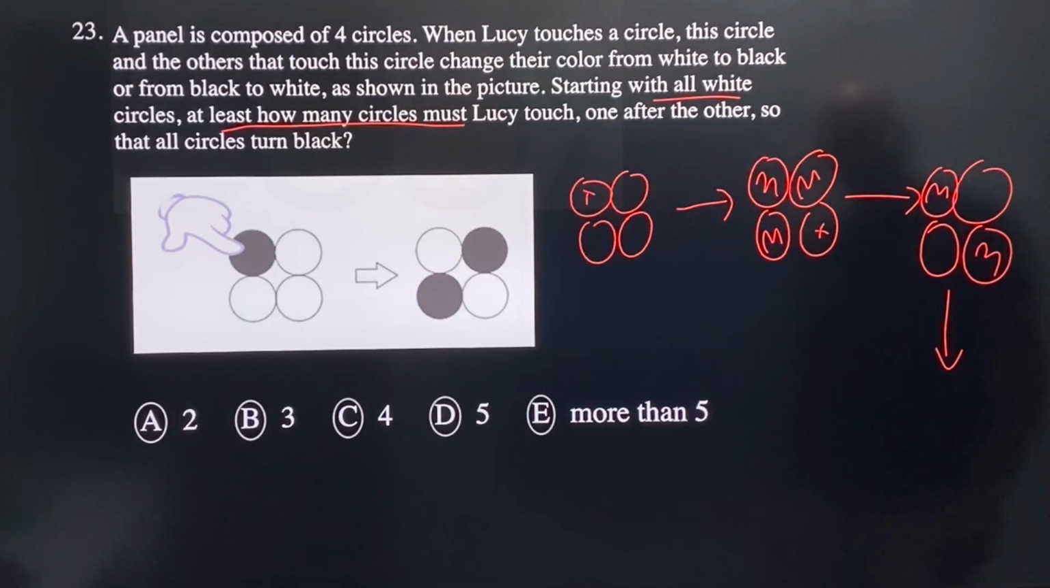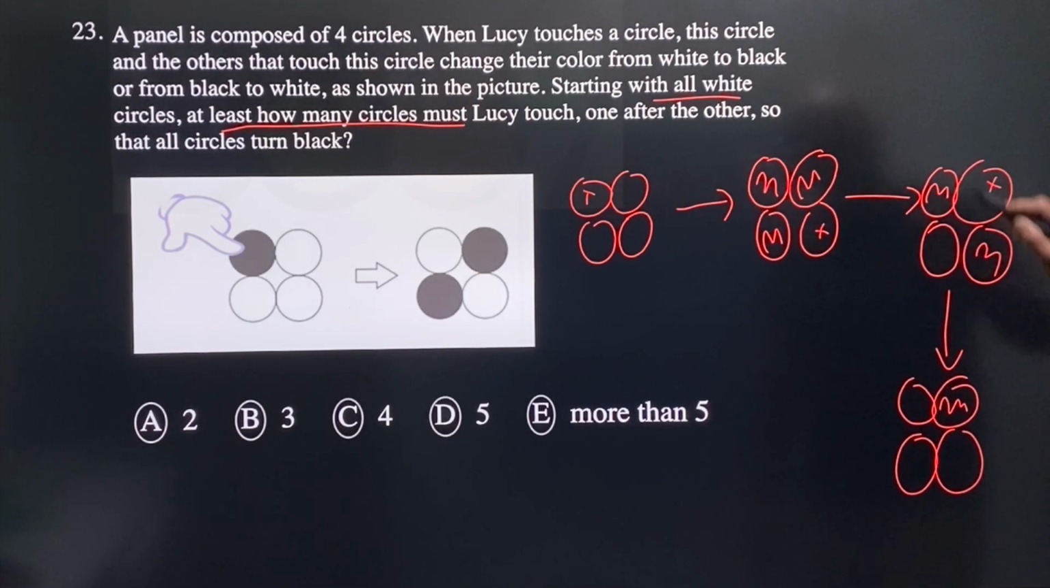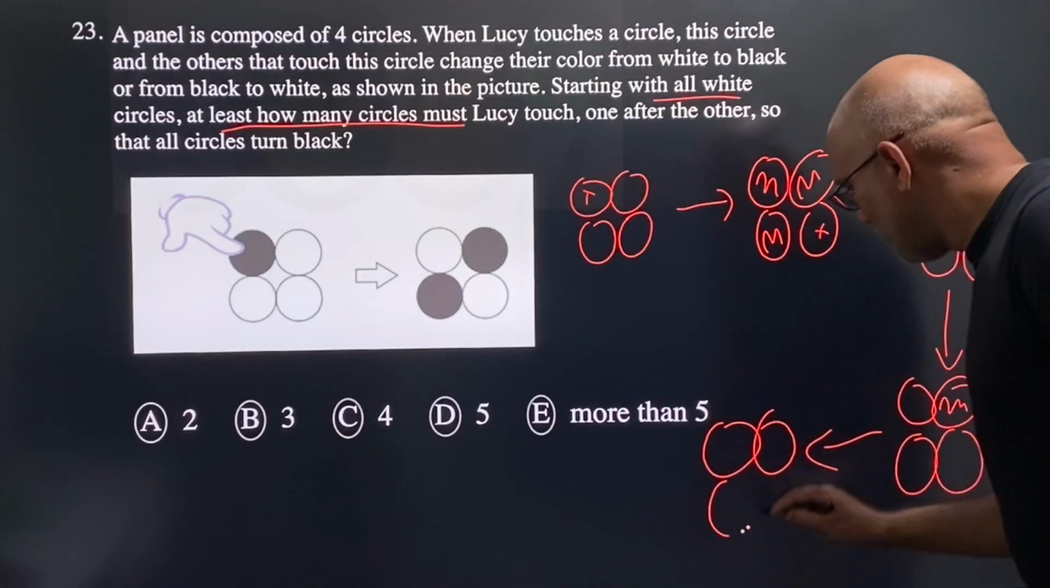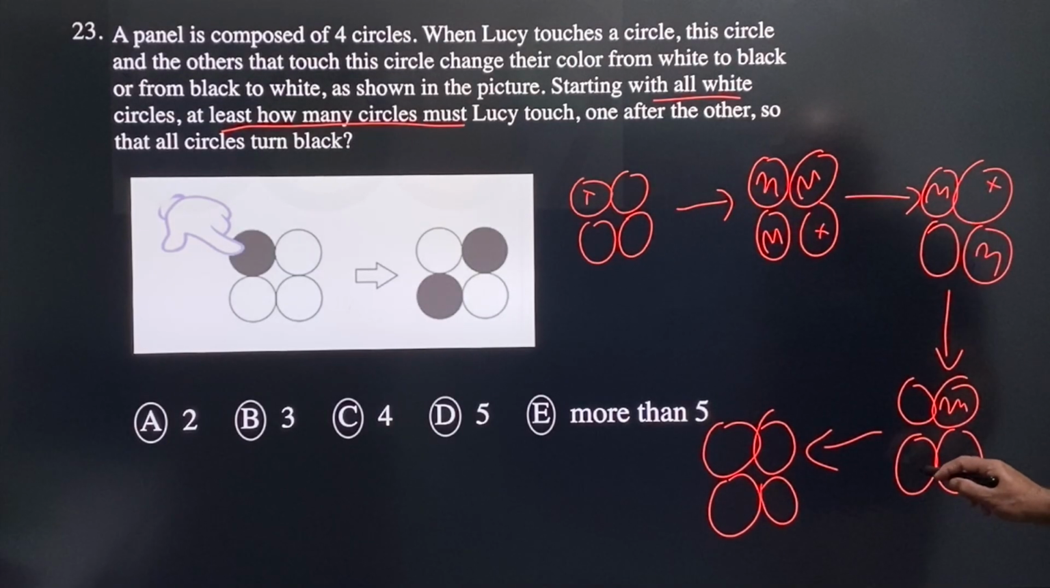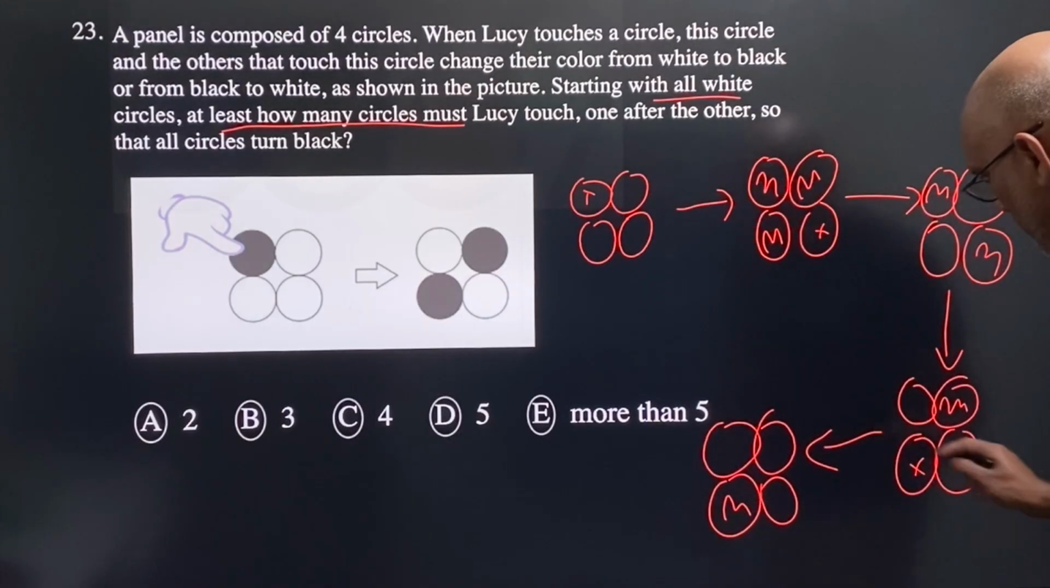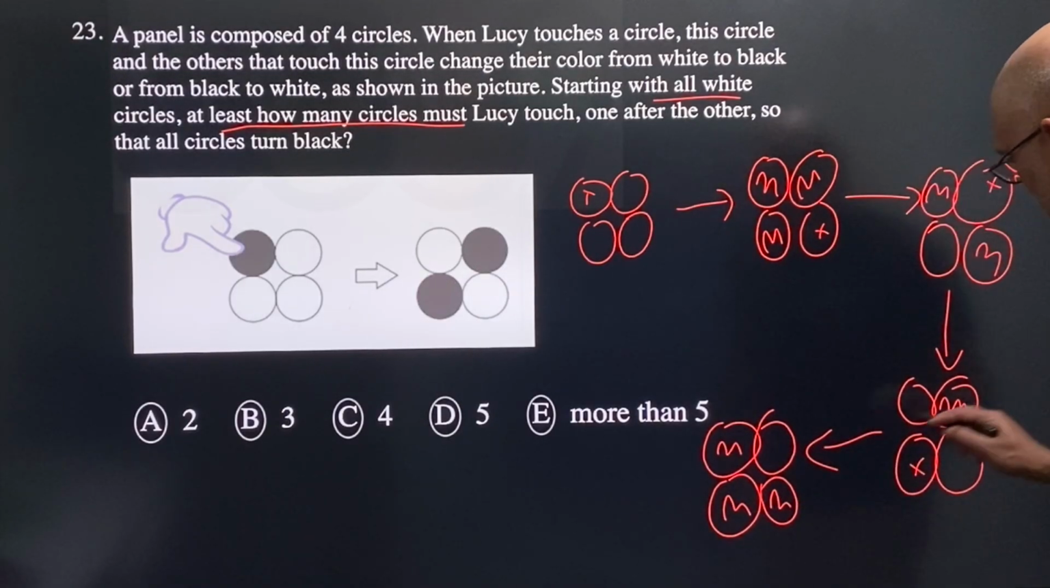Okay. Now, let's touch this one. So this white will become black. This black and black will become white and white. This will stay white. Now, I want to touch this one. If I touch this, white will become black. White and white will become black and black. This black will remain the same.